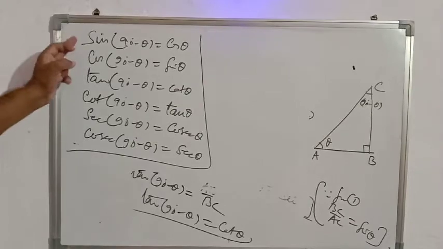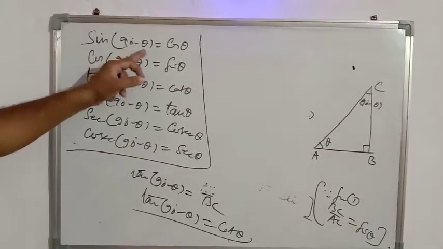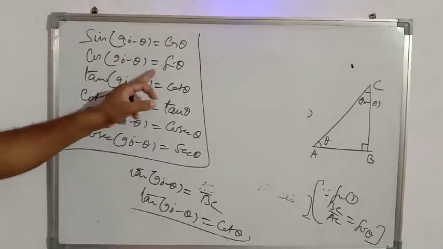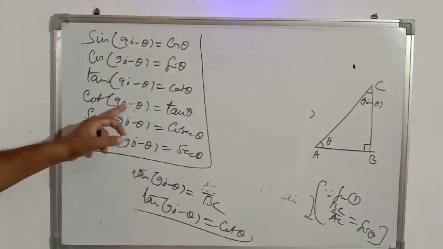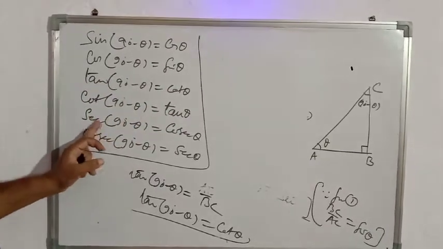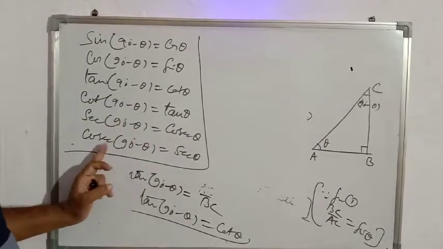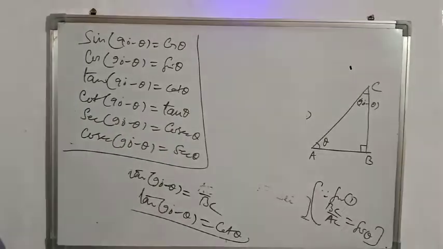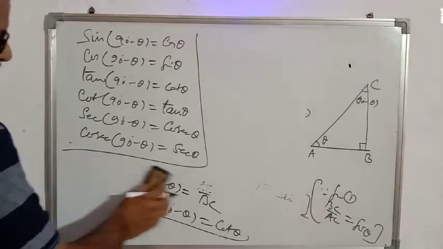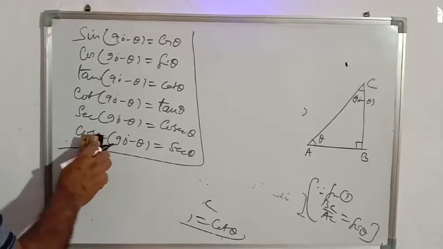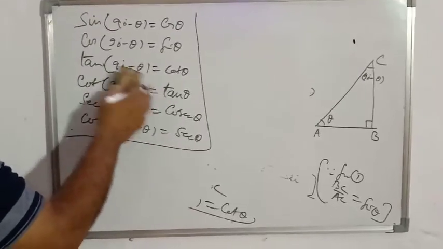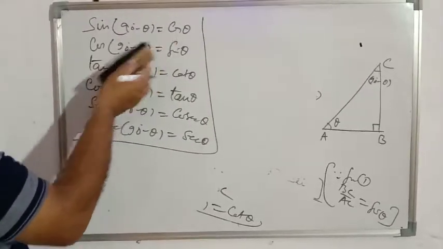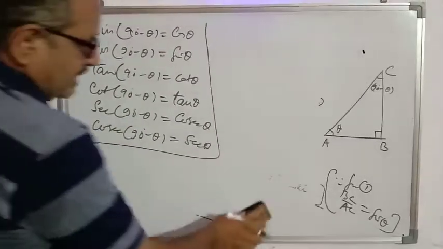So we have to remember these things. What is sin 90 minus theta? Cos theta. Cos 90 minus theta is sin theta. Tan 90 minus theta is cot theta. Cot 90 minus theta is tan theta. Sec 90 minus theta is cosec theta, and cosec 90 minus theta is sec theta. With the help of this relation, we can convert cosec into sec, sec into cosec, cot into tan, tan into cot, sin into cos, or cos into sin.